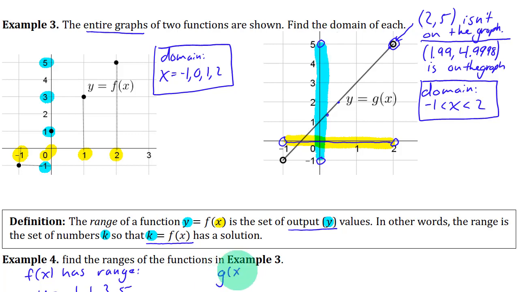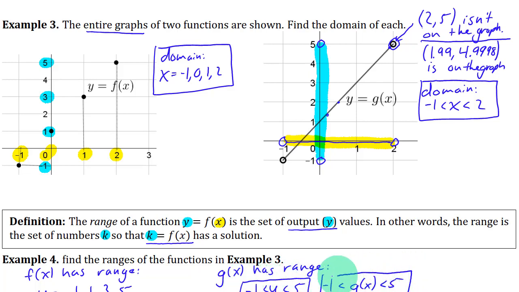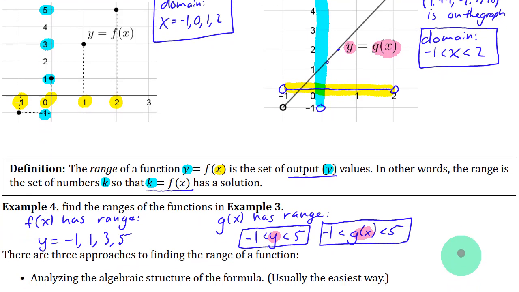So g of x here has range... You could write it as y is between -1 and 5, or you could write it as g of x is between -1 and 5. Either way you want to write it, these mean the same thing, because whether you write y or g of x, they are the same on this graph.